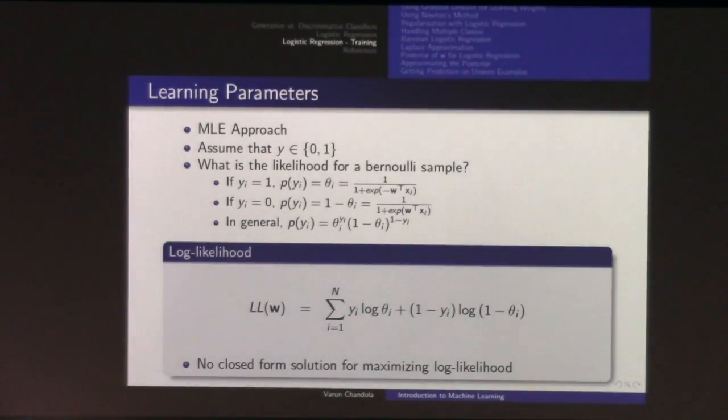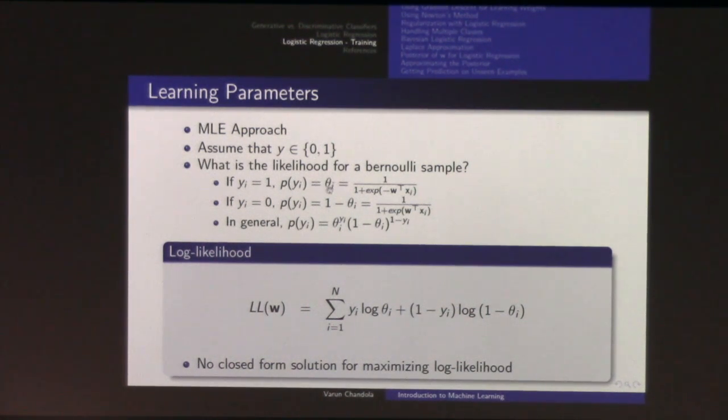All right, so the training. One way to do it, of course, is MLE, right? So first we assume that Y, your target, has two possibilities. So it's a binary classification, and let's say it takes two values, 0 and 1, all right? So then we want to compute what is the likelihood of the sample. So let's say you have one training data point, yi, and if it is 1, then the probability of yi to be 1 will be theta i, right?